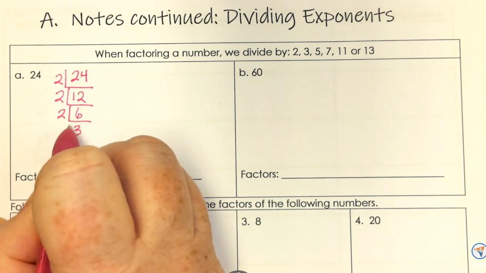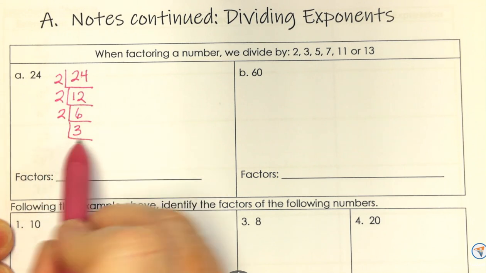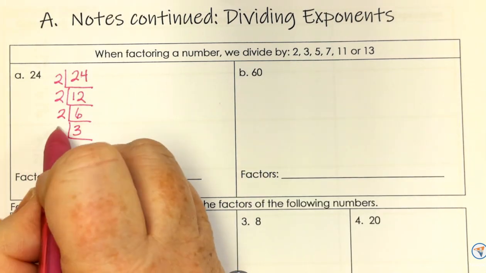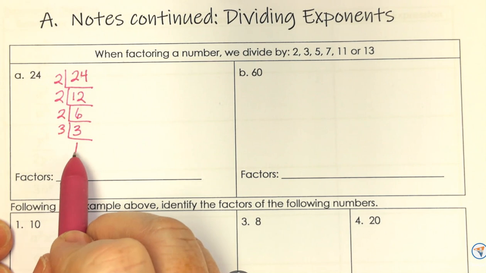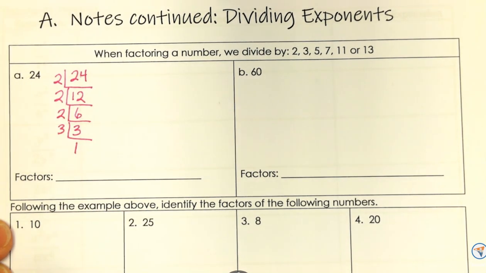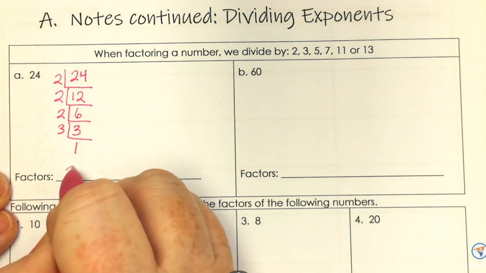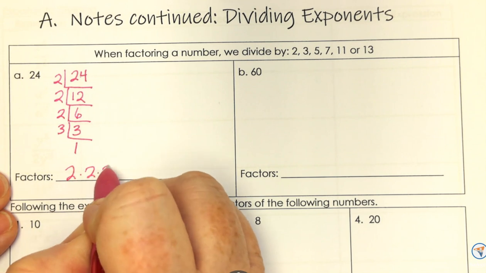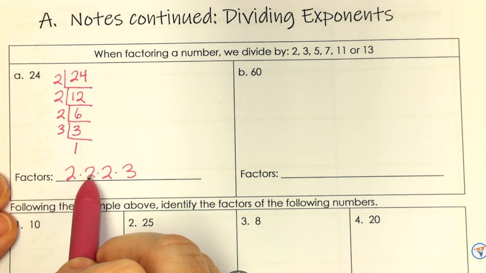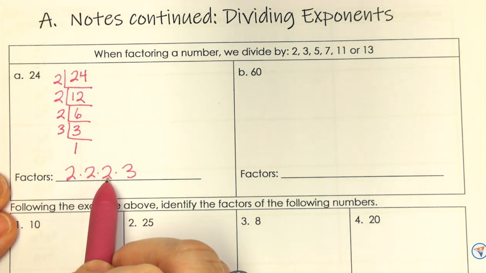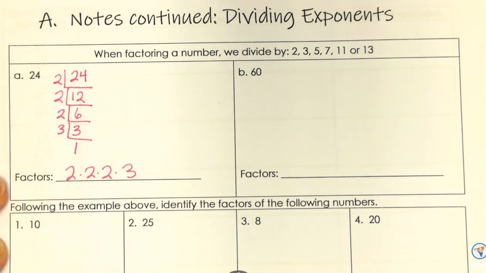Is this a prime number? Well, let's see if it is. Is it divisible by 2? The answer is no. But the next one I'm going to look at is 3, so I'm going to divide by 3. 3 divided by 3 is 1. When I get down to a 1, I know I'm done. So the factors of 24 are 2 times 2 times 2 times 3. And if you check it out, 2 times 2 is 4, 4 times 2 is 8, and 8 times 3 is 24. These are the factors.